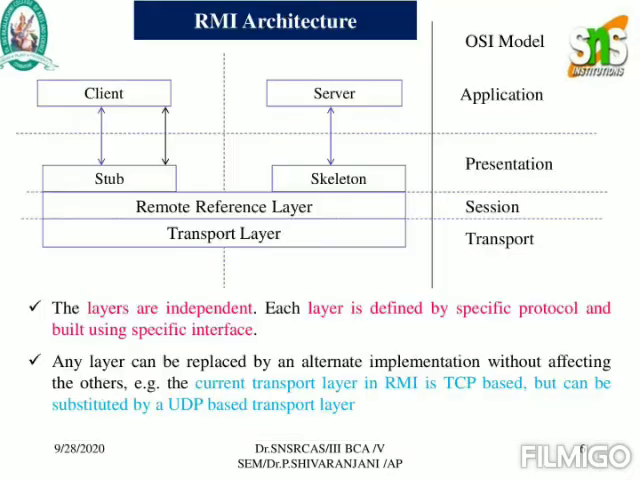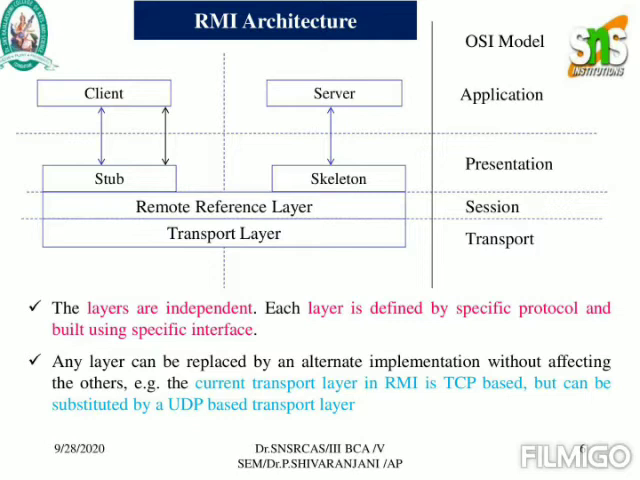So the next one is RMI architecture. Here you'll have a client side and a server side. The client will have a component called a stub, and the server will have a component called a skeleton. With the help of these components, the client and the server communicate through the RRL layer, that is, the remote reference layer. The network connection establishment is done with the help of the transport layer.